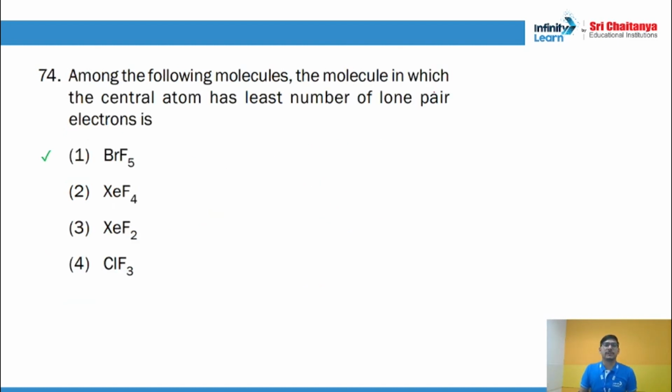Among the following molecules, find the molecule in which the central atom has the least number of lone pairs of electrons. So again, you'll have to find out the structure. Bromine has 7 valence electrons, 5 are distributed in bonding, right? So we have 2 unshared electrons, that is 1 lone pair. That is how you can do it, okay? So there is 1 lone pair. In XeF4, 4 electrons are distributed, 4 are left. So there are 2 lone pairs. In XeF2, out of 8 valence electrons on xenon, 2 are distributed, so we are left with 3 lone pairs. And chlorine has 7 electrons, 3 are distributed, 4 are left unshared. Okay, so there are 2 lone pairs. So the correct answer is 1 lone pair, because he's asking about the minimum, the least number of lone pairs. Okay.